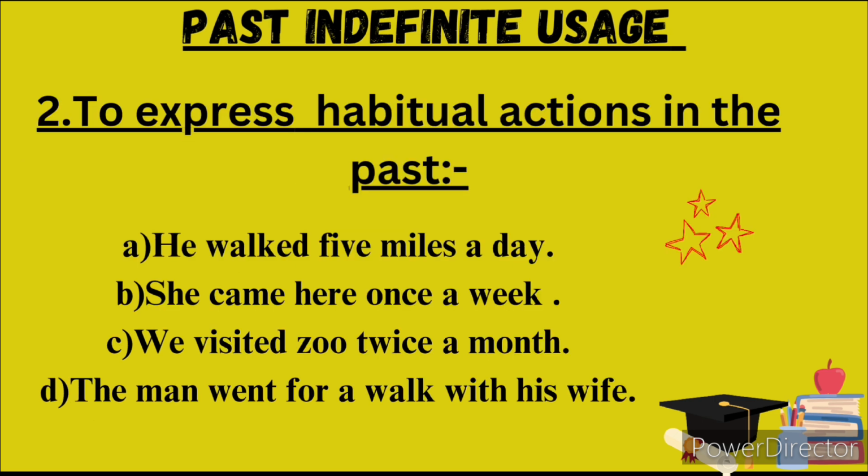These are the examples. To express habitual action in the past, like: he walked 5 miles a day, she came to our house once a week, we visited the zoo twice a month, the man went for a walk with his wife. It's general information in the past, happening in the past.